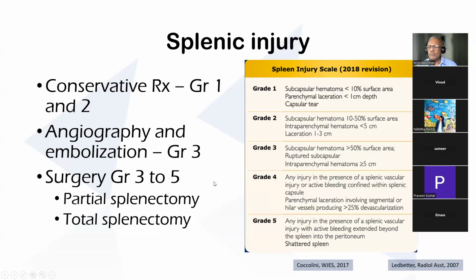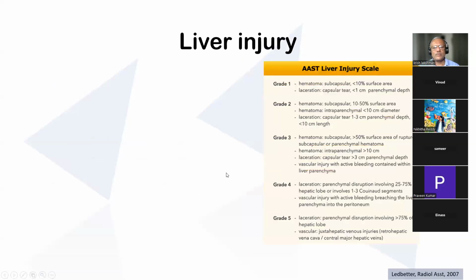You do your best attempt to preserve the spleen. Partial splenectomy has to be done, and in my experience, in the large majority of cases, you can do partial splenectomy. But if it is really shattered and you can't do anything about it, you may have to do a total splenectomy. That is also acceptable.